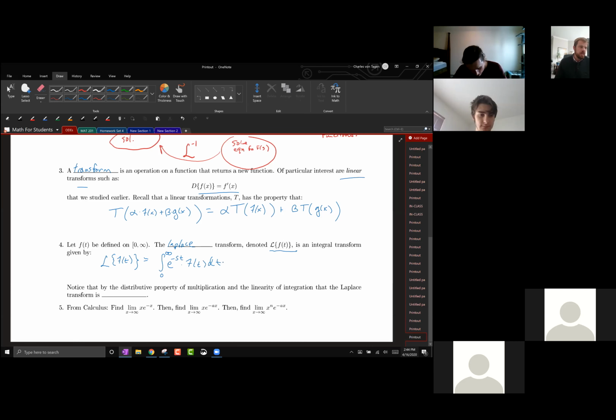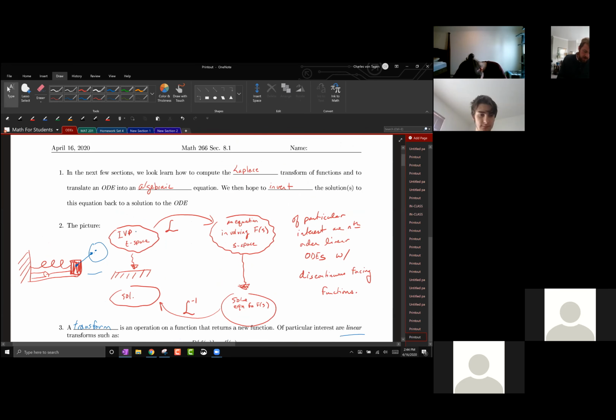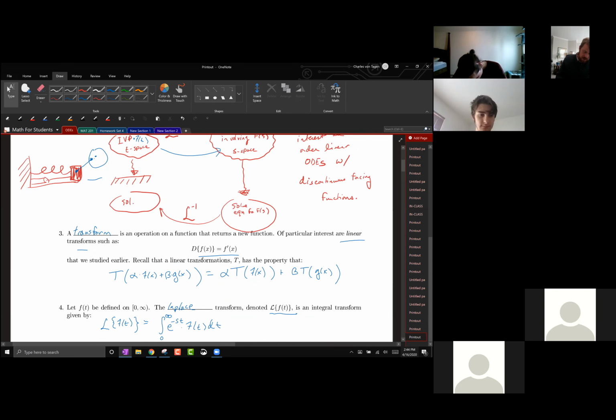So that's our Laplace transform. It's something we do to our given function. We do it to the function f, and that's going to map us over. So we're going to take this function f here, and it's going to get mapped over into S space. Okay? So let's say a couple of things about this.